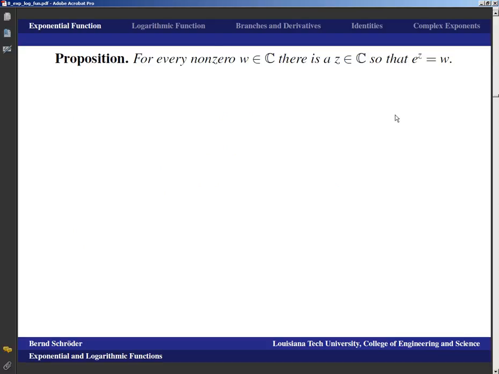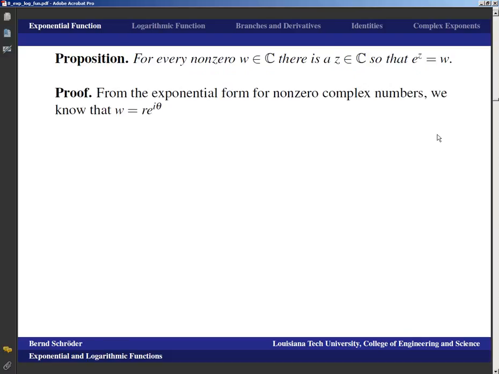Okay, what else do we have? Right, surjectivity of the exponential function. Basically, for every non-zero complex number w, there is a complex number z so that e to the z is equal to w. That's another result that we sort of know from the real line, because for every positive number on the real line, there is a real number x so that e to the x is equal to that number. Well, now the complex exponential function actually reaches all complex numbers except 0. We have to make sure we remember here that this works for non-zero complex numbers.